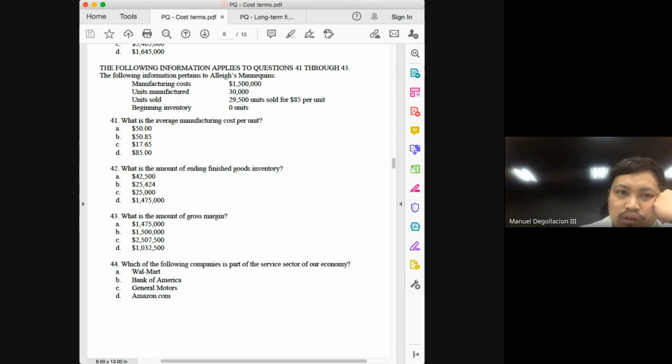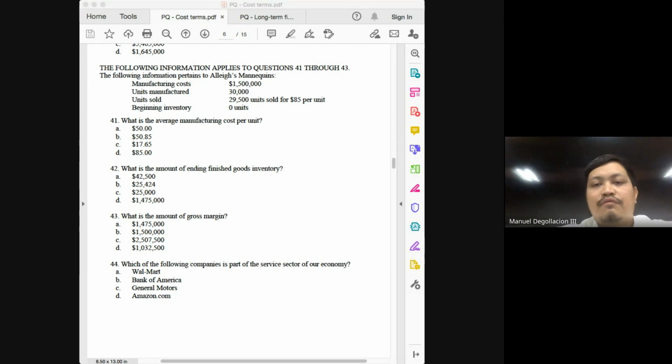And how much is the total manufacturing cost in this problem? It's 1,500,000. And the total units produced or manufactured is 30. So all you have to do is divide 1,500,000 by 30, and that will give you the average manufacturing cost per unit. And that will give us 50. So the answer to number 41 is alpha.